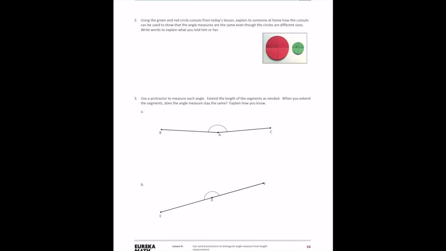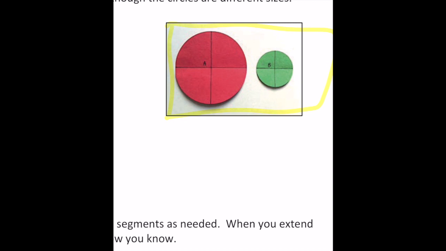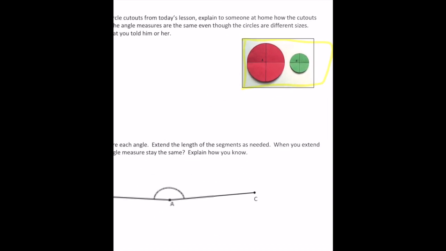Okay, number 2, using the green and red circle cutouts from today's lessons. Well, we didn't have that in class, but you can take a template or a piece of paper at home, get a big coffee mug, and trace out a large circle for the red one, and then get a small cup and trace out one for the green one. Then fold them in quarters like you see in the picture here.